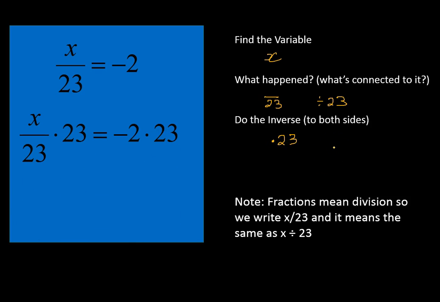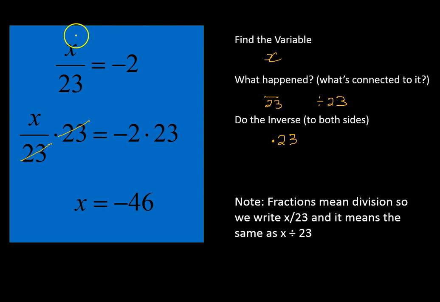Let's see what happens when we do that. X divided by 23 times 23, they will cancel each other out. 23 divided by 23 equals 1, and 1 times x leaves us with x on the left side of the equation. -2 times 23 will give us -46. So our final answer is that x is equal to -46.